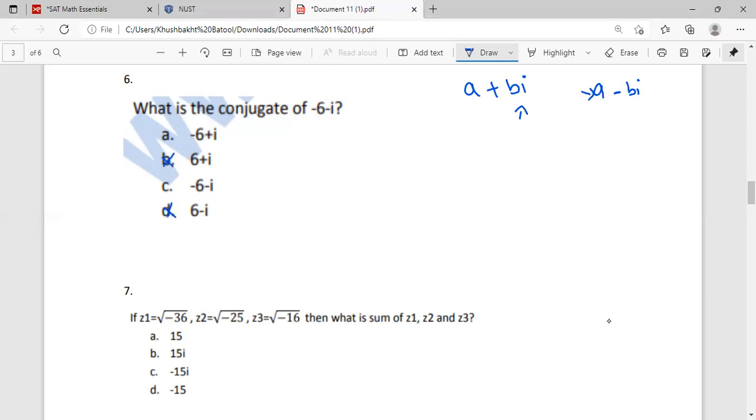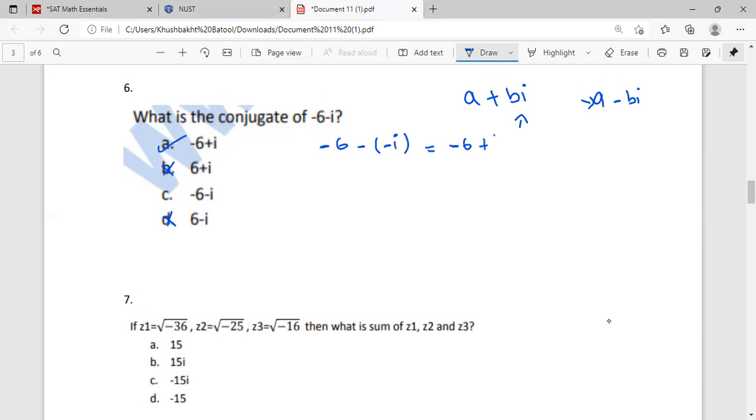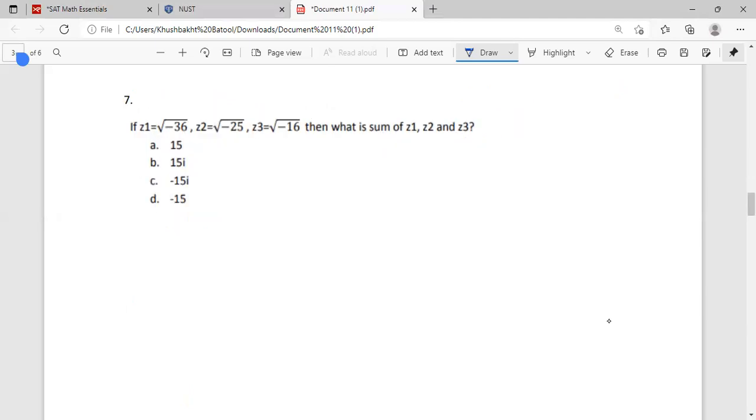This cannot be the answer as well. So A would be the answer. Why? Because -6 minus into minus iota is clearly -6 plus iota. Right? So this would be the answer. Okay. Let's talk about the seventh question now.